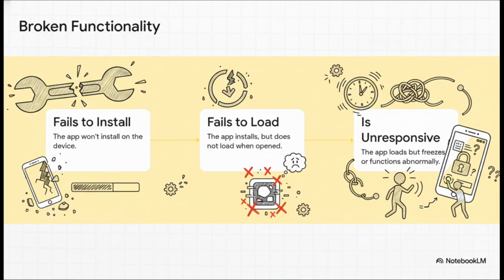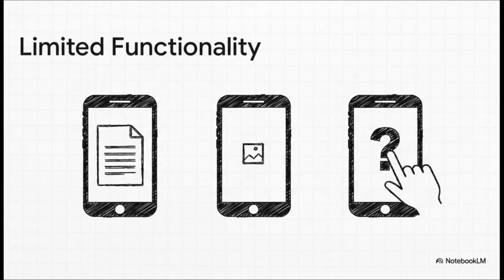Your app has to be stable right from the very first tap. And it's not just about being broken. An app can also get rejected for having extremely limited functionality. We're talking about apps that are basically just a single PDF file or an app that has only one wallpaper. Or, and this might surprise you, apps that are literally designed to do absolutely nothing. It all comes back to that core principle. An app has to provide value. If it does nothing, it has no value.